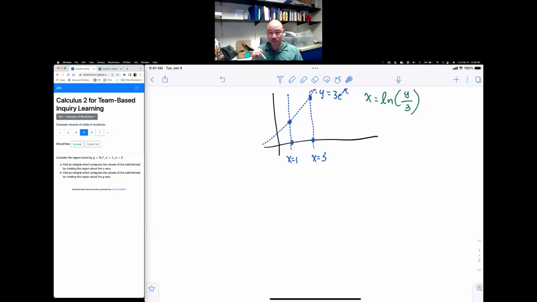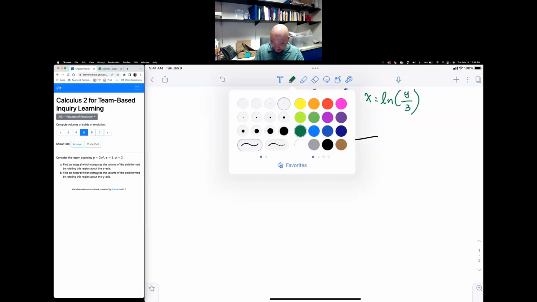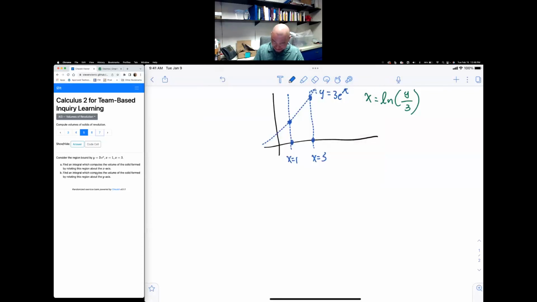And so what we want to note is that for an arbitrary x in this region, let me maybe switch to a different color. For an arbitrary x, that height there is going to be y equals 3e to the x. So the radius of a circle generated by that is going to be y equals 3e to the x.